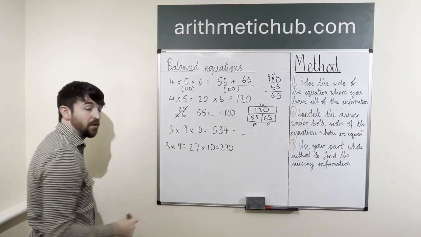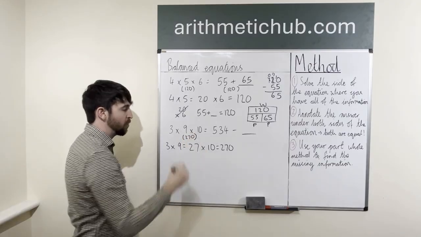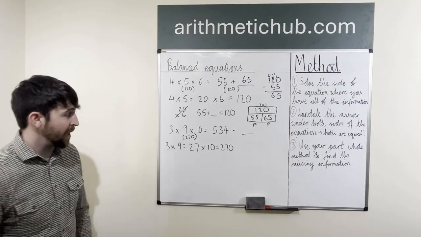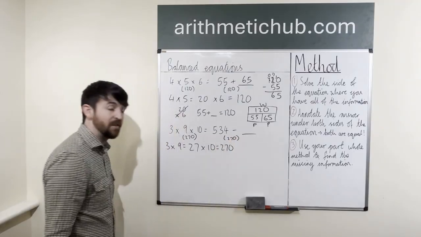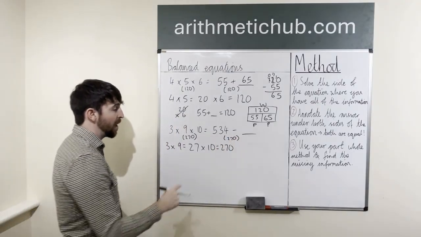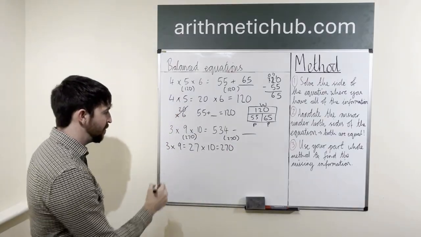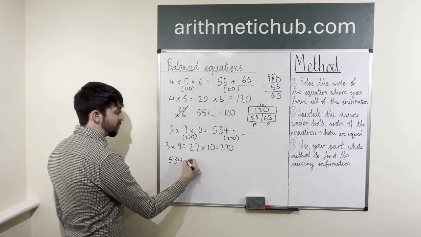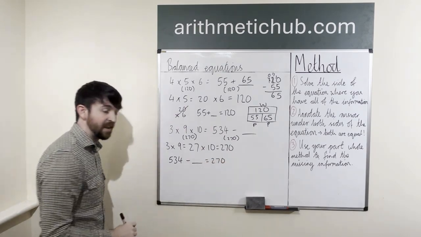So I know the left-hand side of my equation. Left-hand side of my equation is going to be 270. It's a balanced equation, so they're equal. So what that means is that the right-hand side of my equation is also going to give me 270. So now what I need to work out is what do I have to take away from 534 to give me 270? Because basically what I've got here now is a question that looks like this. 534, take away something is going to give me 270.